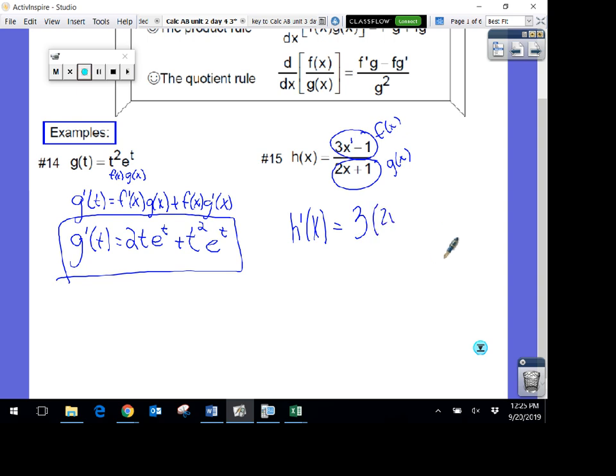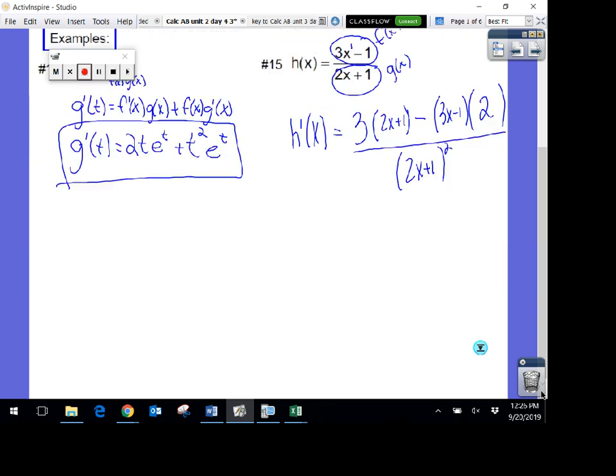Times g of x, 2x plus 1, minus f of x, 3x minus 1, times the derivative of g of x. The derivative of g of x, again, just yesterday, derivative of 2x plus the derivative of 1. The derivative of 2x, 1 times 2 is 2. x to the 1 minus 1 is 0, so it's just 2. All over g squared.